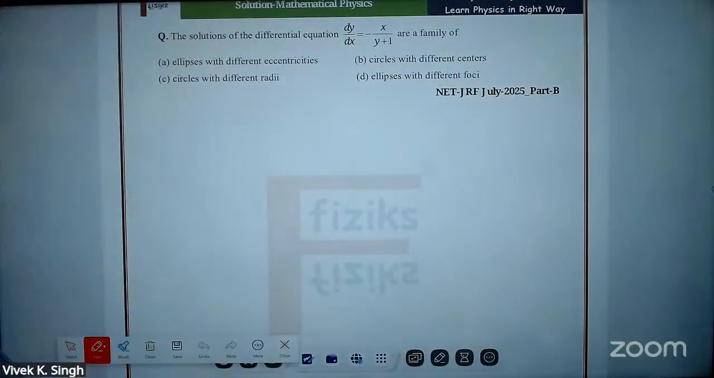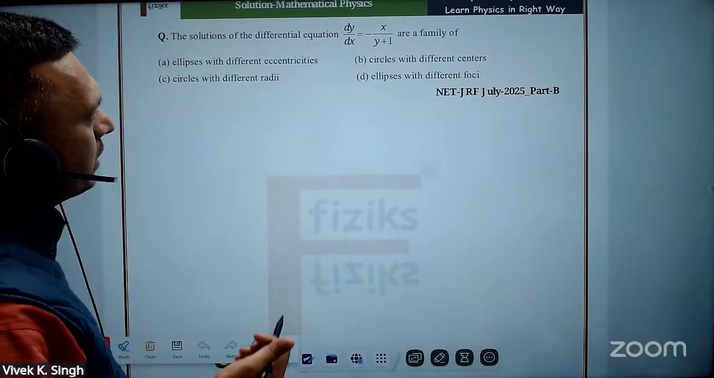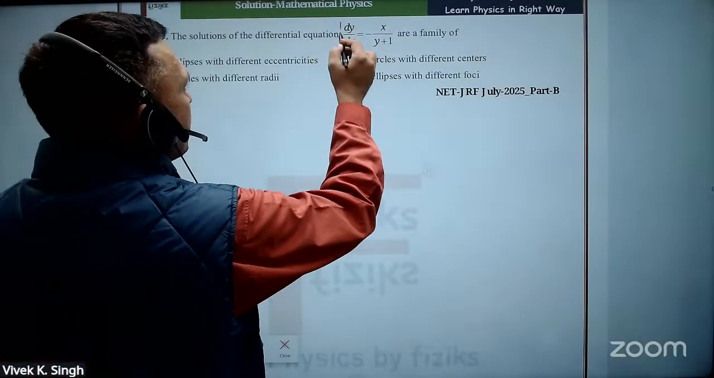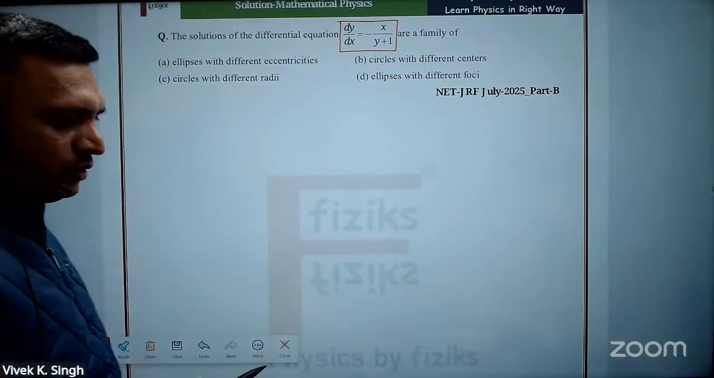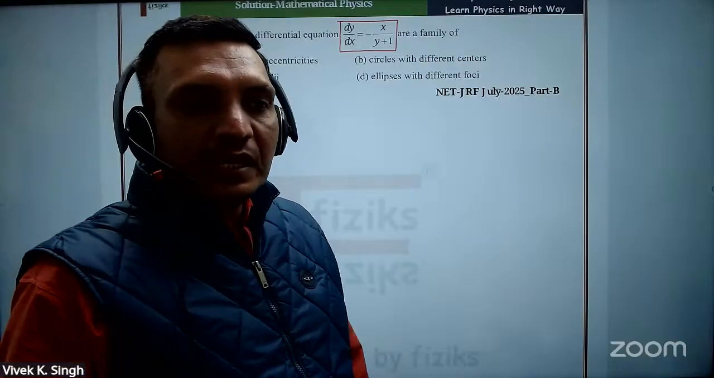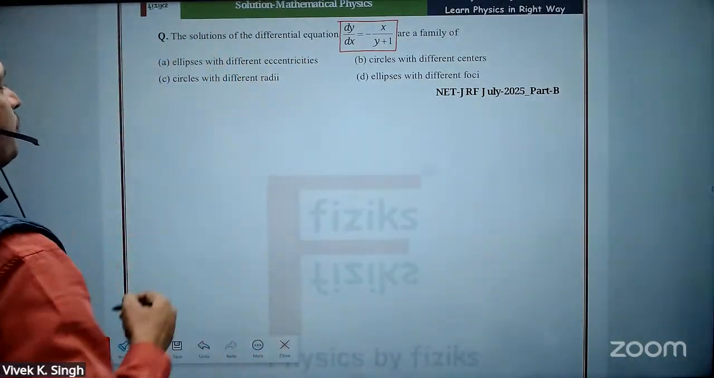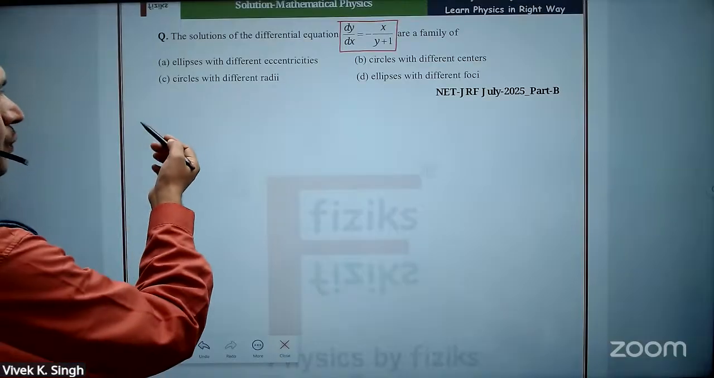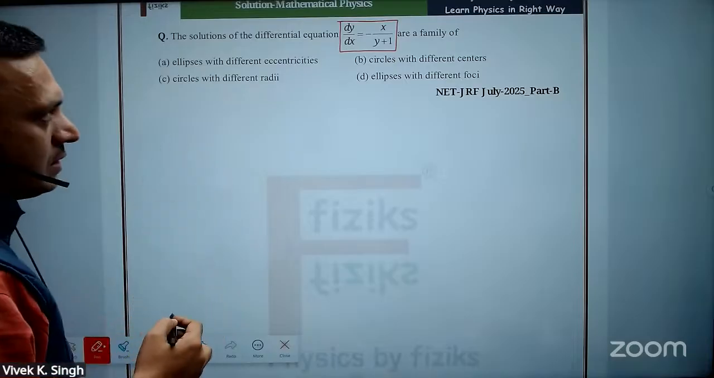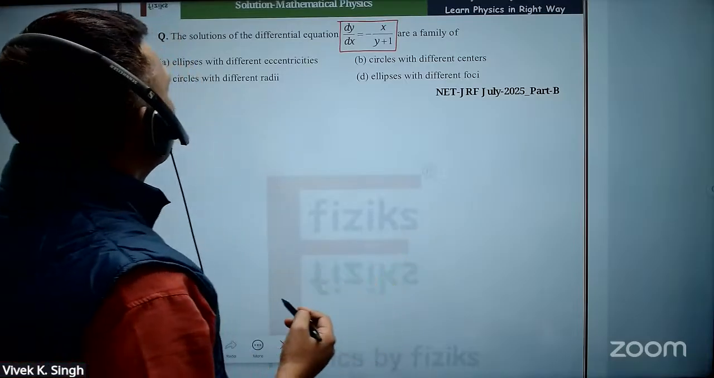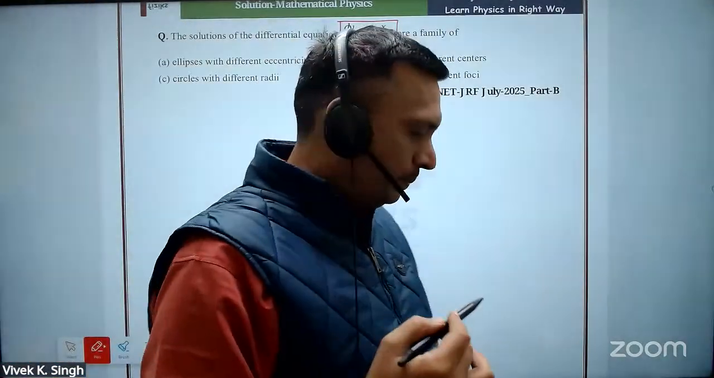So see question number 1, the solution of the differential equation. This particular differential equation is given, and you have to write the solution and then analyze the solution. What type of option will you get? Whether it's an ellipse with different eccentricities, circle with different centers, circle with different radii, or ellipse with different foci. So let's see.